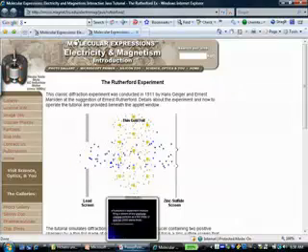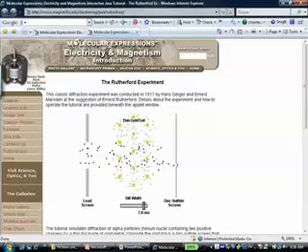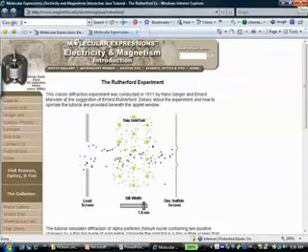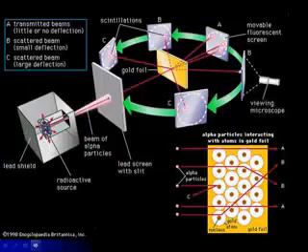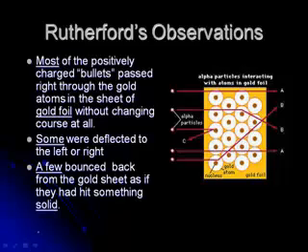Okay, all right, so let's go back to our PowerPoint now. And again, here's another drawing of our gold foil experiment here, so you can see it in a little more detail. Alright, so here are his observations again. Most of them passed through without changing course. Some were deflected to the left or right, and a few bounced back.